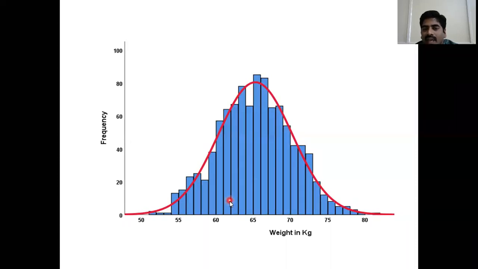There is no gap between the bars. If a gap is there, then we can call it a bar diagram. Why is there no gap? Because this is continuous data, so there is no gap between the bars. It is called the histogram.